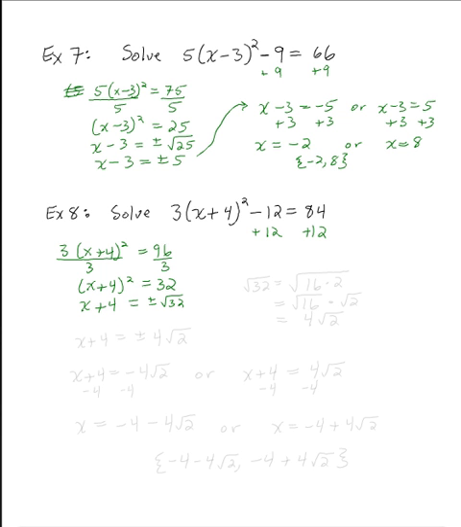Now this one's a little bit different because 32 is not a perfect square. But recall that we can still simplify the square root of 32. Because the square root of 32 is the same as the square root of 16 times 2. And breaking up that square root as the square root of 16 times the square root of 2, that's 4 times the square root of 2. So I now have that x plus 4 is equal to the positive or negative 4 times the square root of 2.